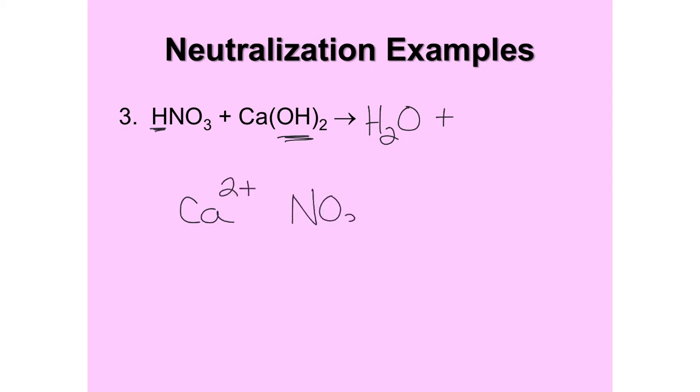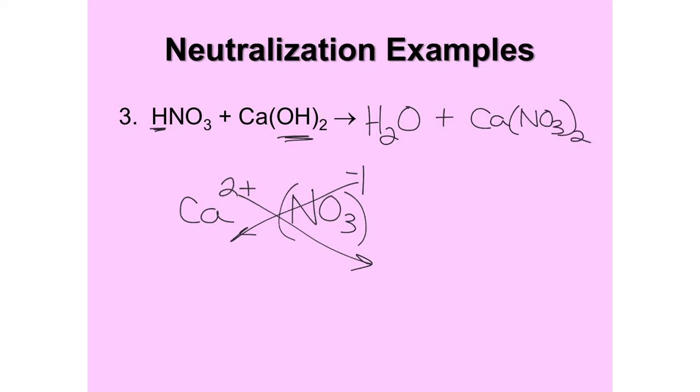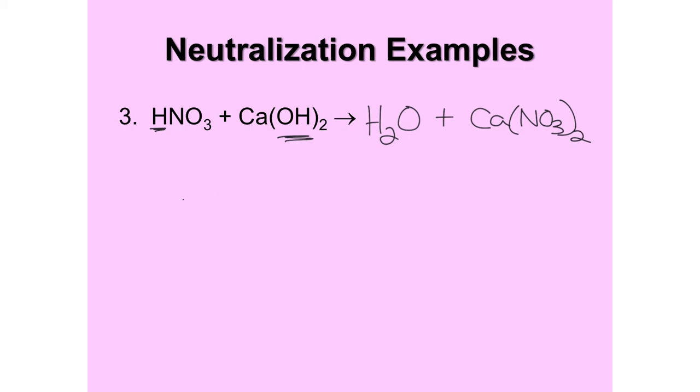and the nitrate polyatomic ion. And according to table E, that has a -1 charge. So when I crisscross my charges, I get Ca(NO3)2. So I need 2 nitrate ions to balance out the +2 from calcium. My final step is balancing the equation.